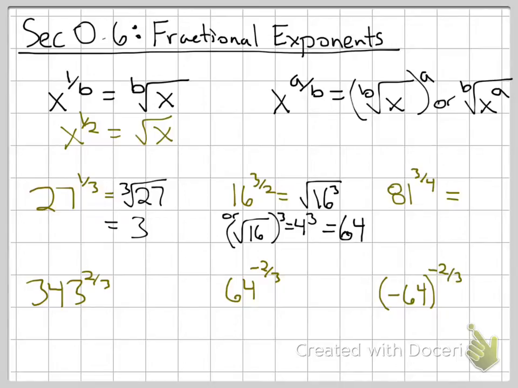Change it to radical form. Simplify the root first, then go exponent. 81 to the 3/4 is going to be the fourth root of 81 to the 3rd. Do we know a fourth root of 81? So that's 3 to the 3rd becomes 27.